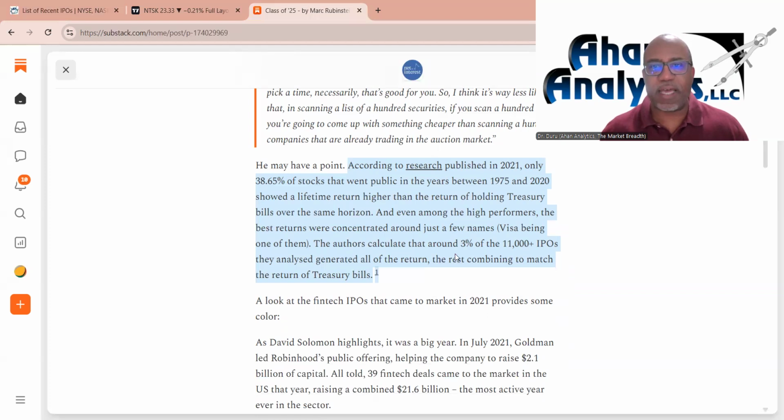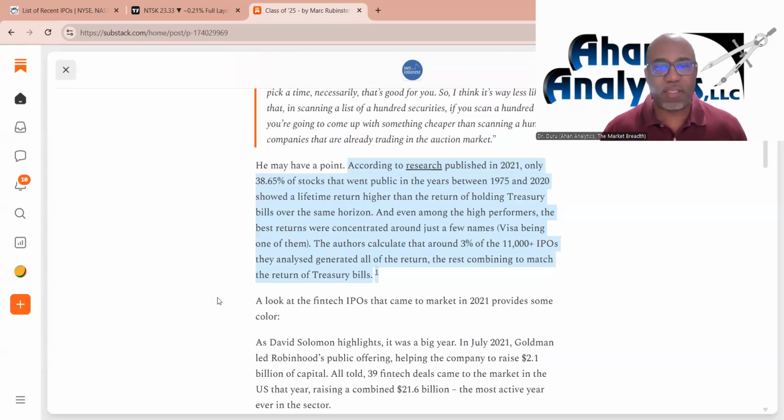The authors calculate that around 3%, just 3% of the over 11,000 IPOs they analyzed generated all of the return from IPOs. The rest combined to match the return of treasury bills. That is a terrible landscape. You might as well be gambling. IPOs are essentially gambling.